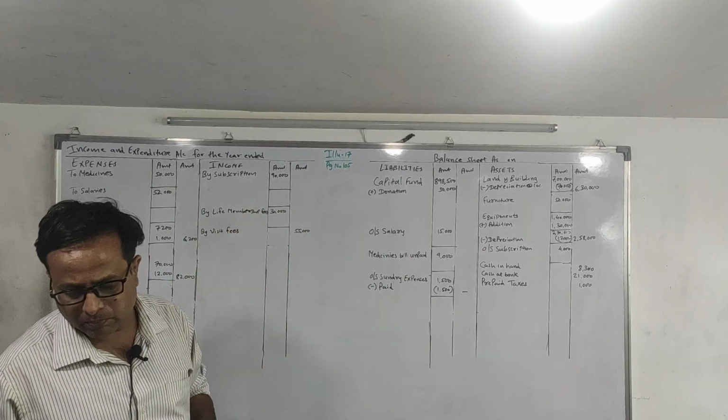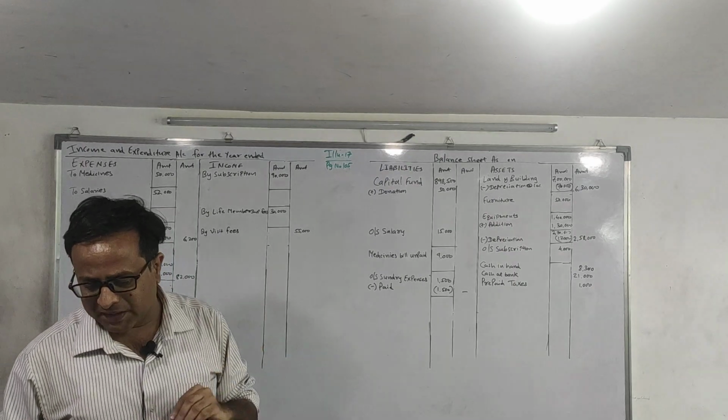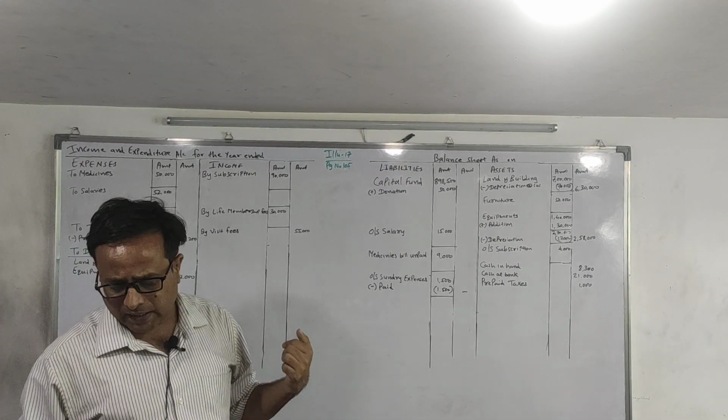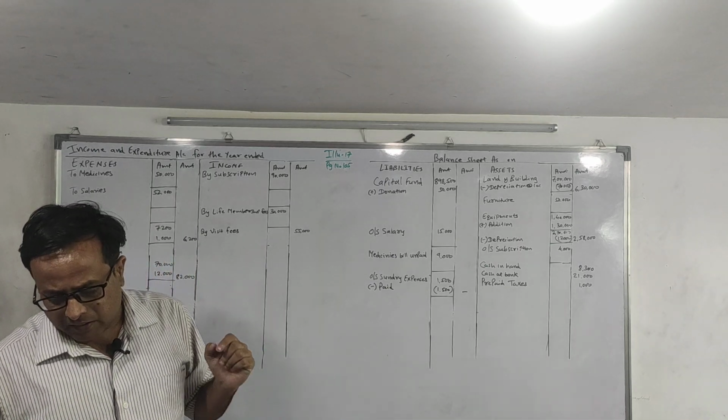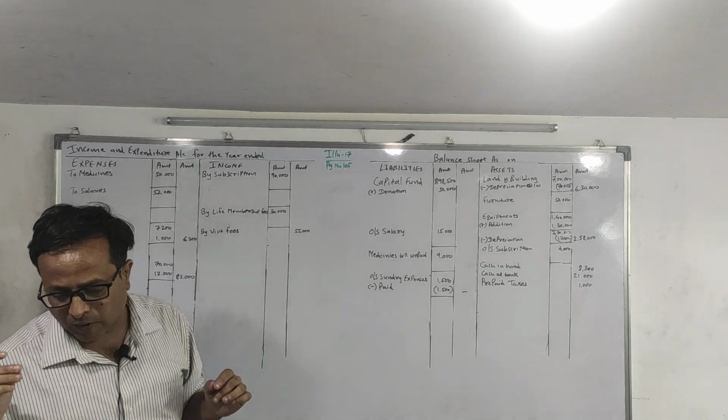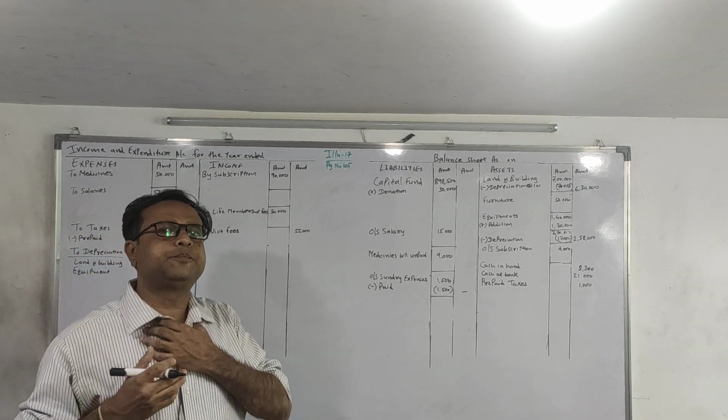Now come to the receipt and payment account. To balance brought down, cash in hand, cash at bank, ignore it. The second is to subscription, included rupees 4,000 received for previous year.